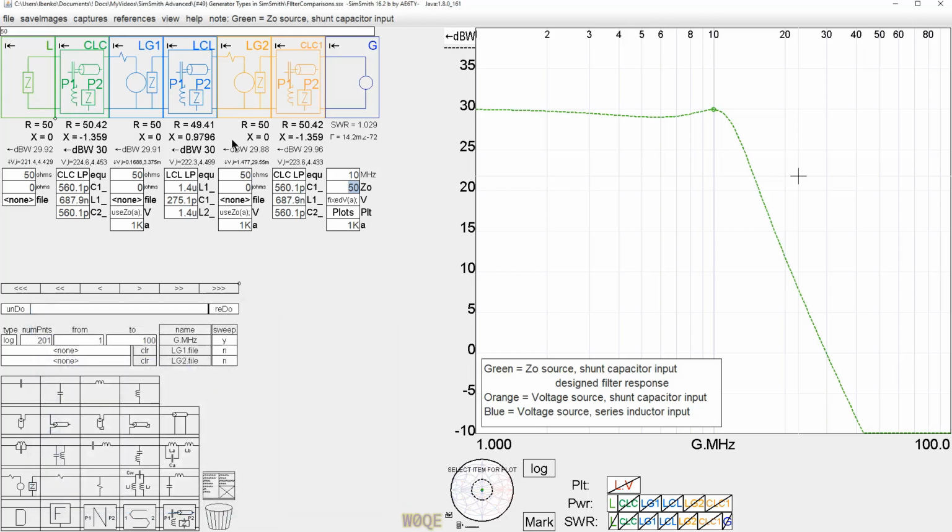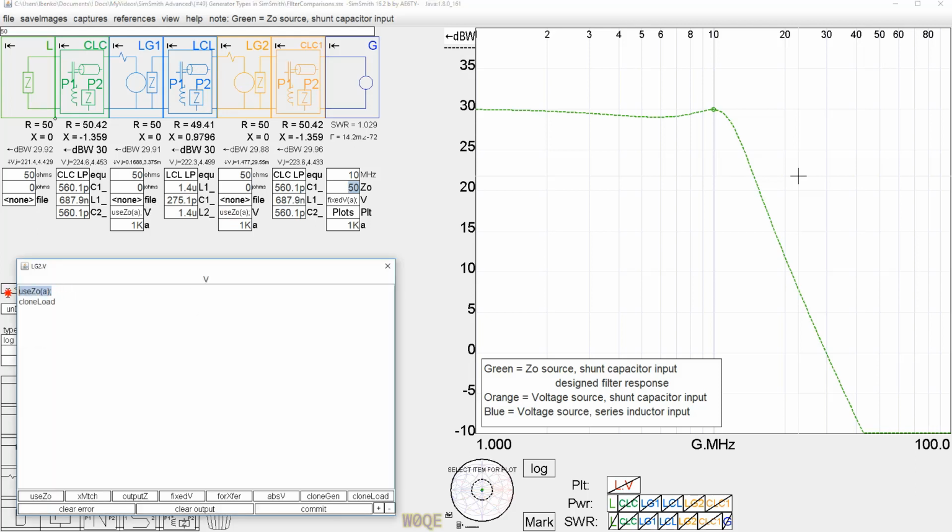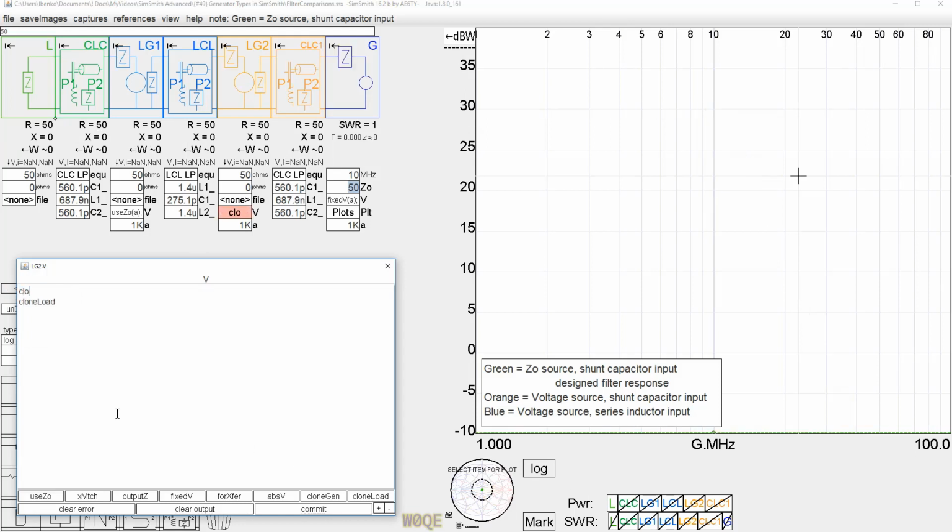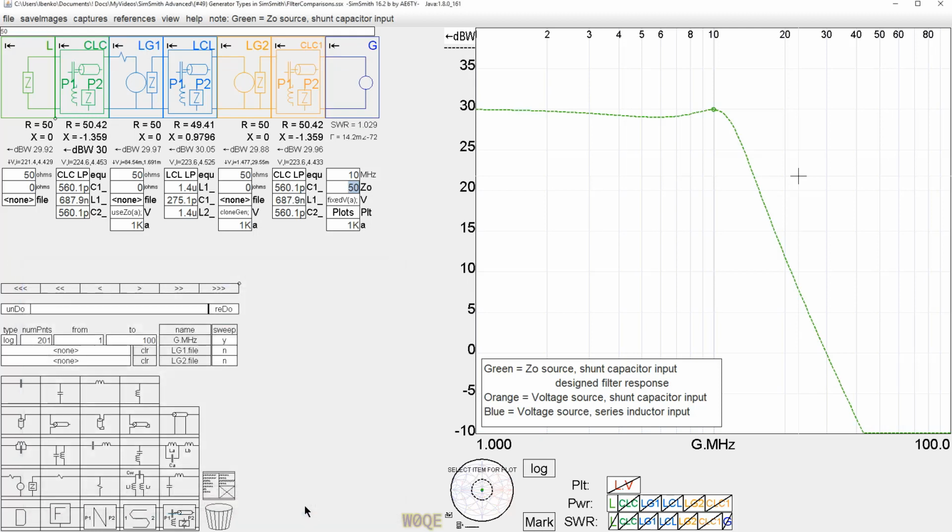But now we're going to look at these two. This circuit I'm going to keep up here for reference. This circuit I'm going to drive with a fixed voltage source. This circuit right here I'm going to change back to being a fixed voltage source. So let's go back here and clone the generator. So I've got a fixed voltage source driving this capacitive input filter, a fixed voltage source driving this inductive input filter, and I've got this one for reference. It could be either one of the two circuits. It's driven from a UZ0.